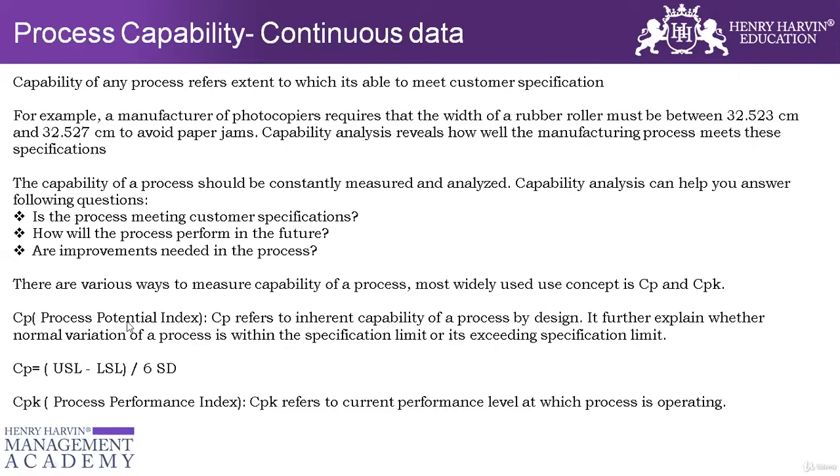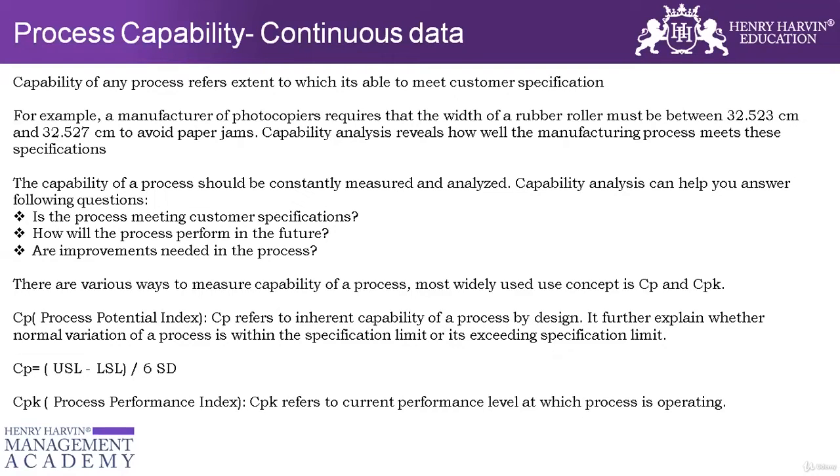Cp means process potential index, okay, which means what is the inherent capability of my process by its design. Cp tells me whether my process is equipped to meet the customer requirement or not by design. Whether my process by design is strong enough that it would be able to meet the customer requirement. That's what Cp tells me.